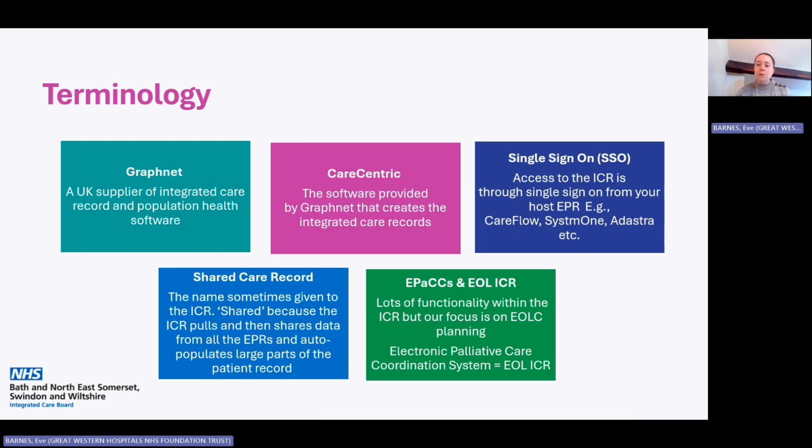I like to start with just a few definitions just to make sure that everyone's aware and familiar with the same terminology. So GraphNet is the UK supplier of the integrated care record and the population health software. So essentially GraphNet is the company. CareCentric is the software that provides the integrated care record, and the single sign-on aspect of it, or SSO, just means that from any of your organisations, you can go through your host clinical record system in order to get through to the ICR without any extra additional sign-ons.